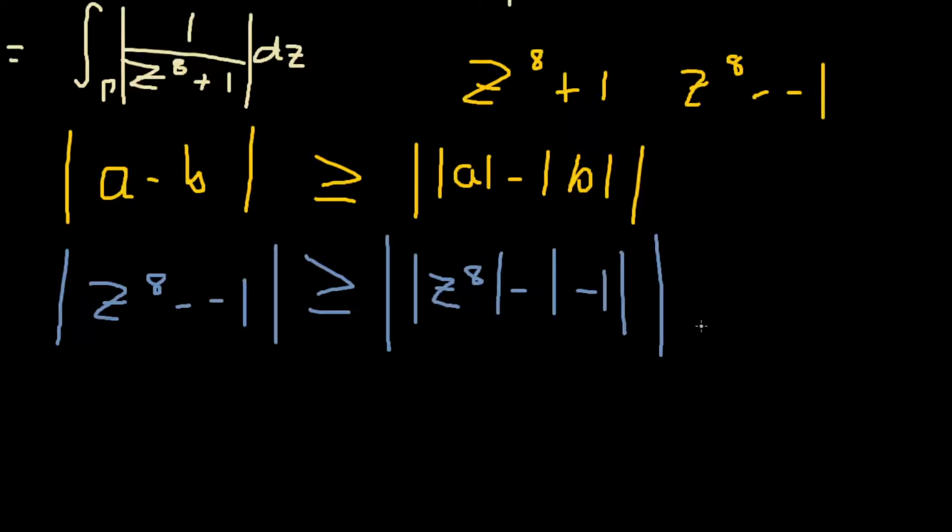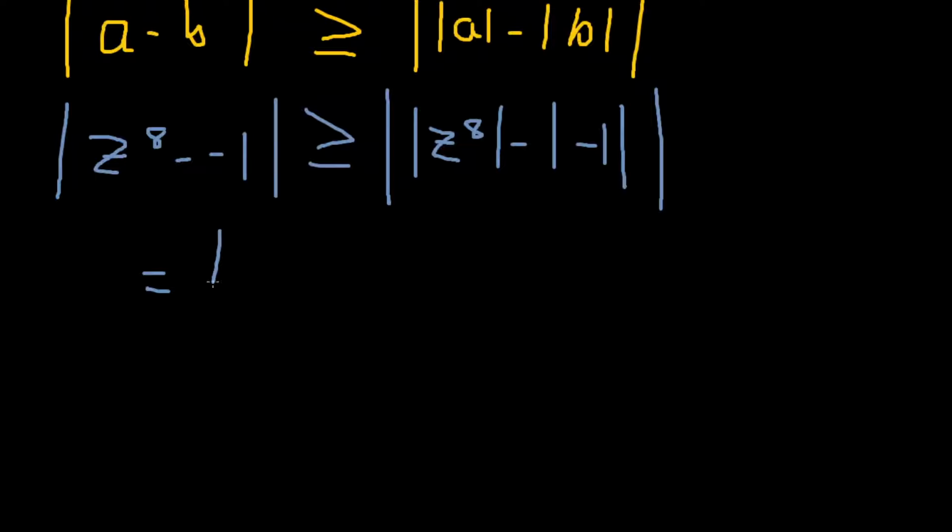This function here is equal to the absolute value of z to the 8th power minus 1, because the absolute value of negative 1 is just 1.